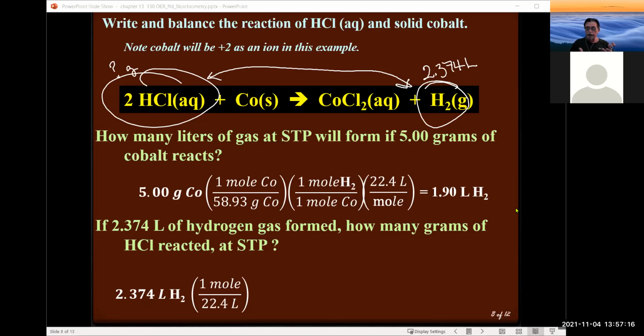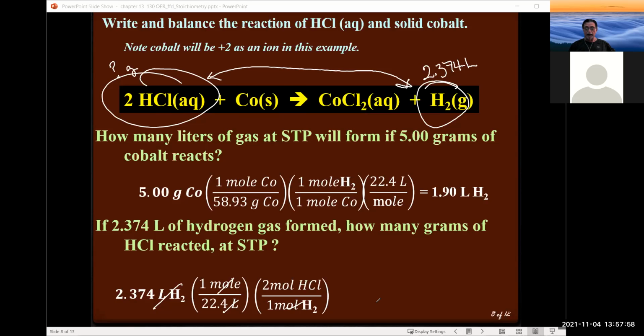We are still at STP, so if I'm in grams or liters volume, I have to get to moles. So that one gets me into moles of hydrogen gas. Then I look at the stoichiometric relationship between HCl and hydrogen gas, and it is a 2-to-1 based on the balanced chemical equation. So keeping track of my units, you can see my liters cancel, my moles of gas cancel, leaving me with moles of hydrochloric acid, but they're looking for grams.